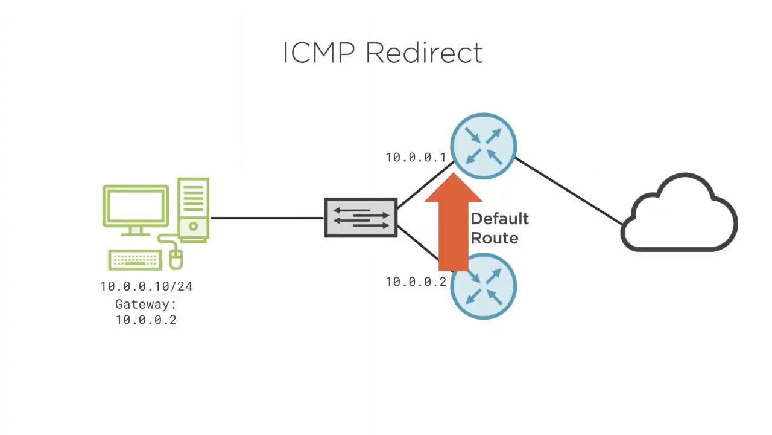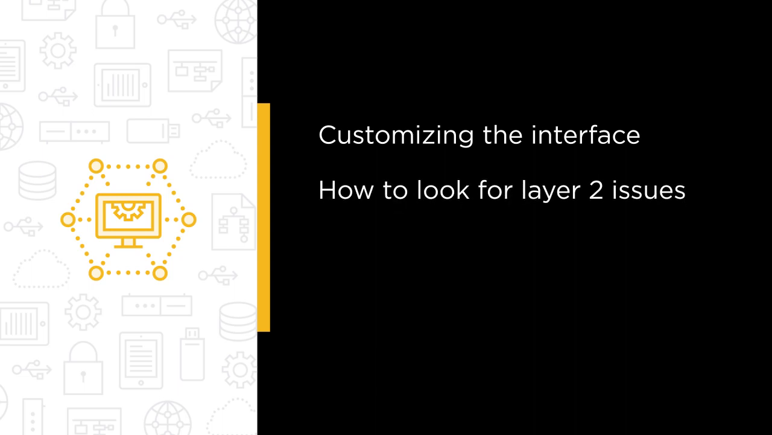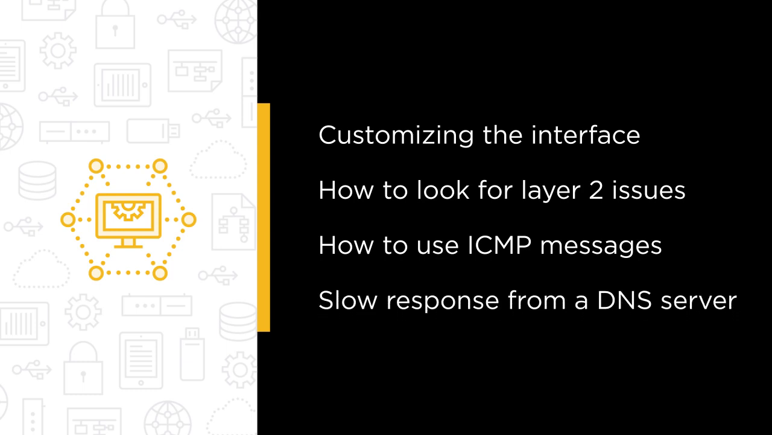In this course, I will enhance your Wireshark and protocol analysis skills by discussing and demonstrating customizing the Wireshark interface and colorizing rules. We'll explain how to look for layer 2 issues with ARP. We'll describe how to use ICMP messages to understand behaviors and errors in an internetwork, and examine how a slow response from a DNS server can cause an apparent website slowness issue.